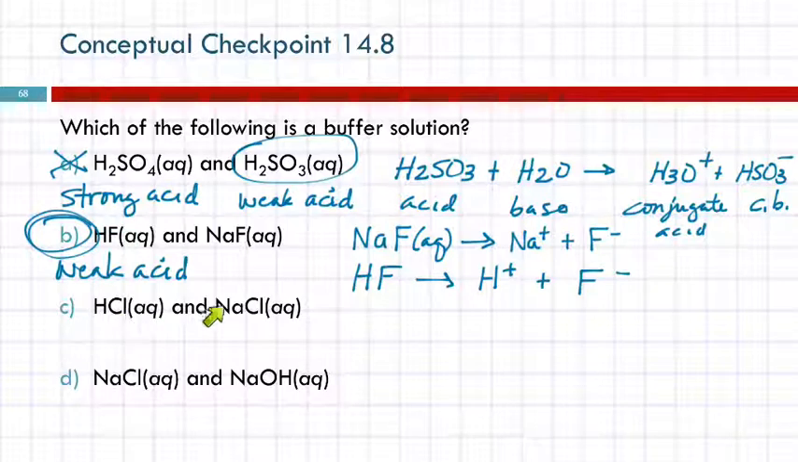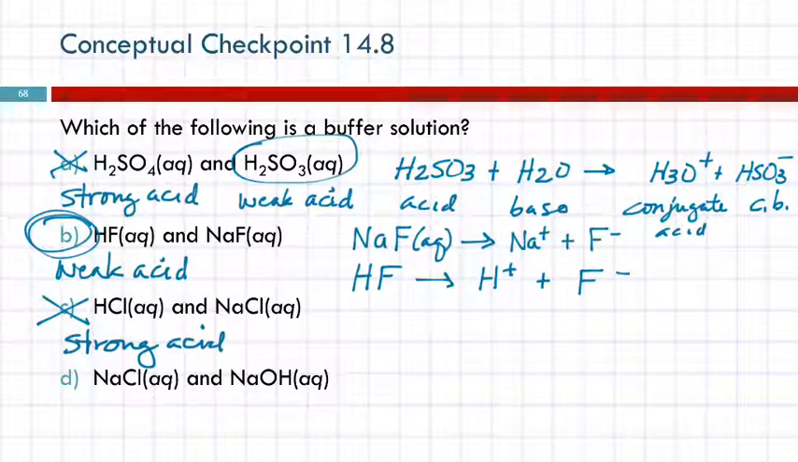So how about HCl and NaCl? No. Strong acid. Right. It looks very similar to this one, but because HCl is a strong acid, it's not a buffer system. It has to be a weak acid. This is a strong acid and its conjugate base. But when a strong acid is in water, there's no intact acid molecules, and so there's nothing to neutralize a base when you throw it in there.